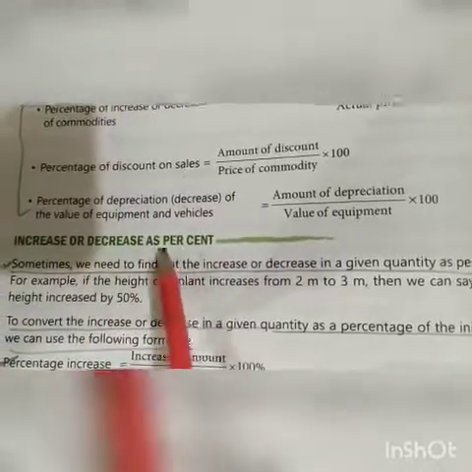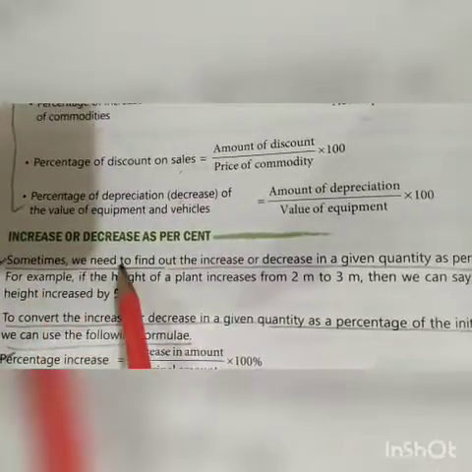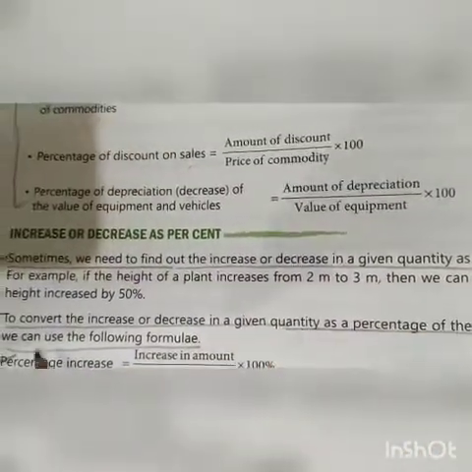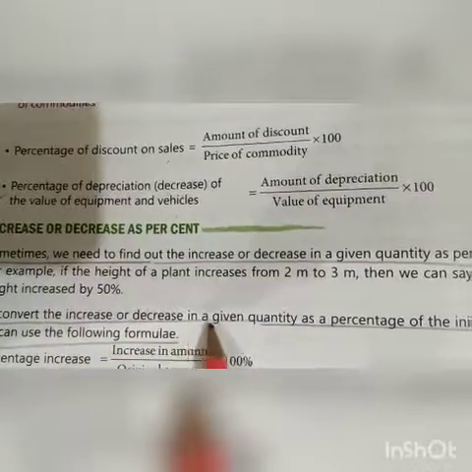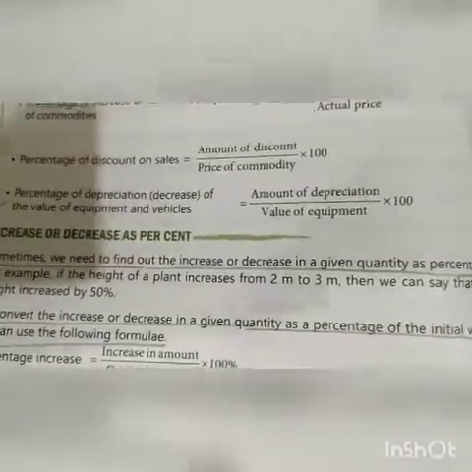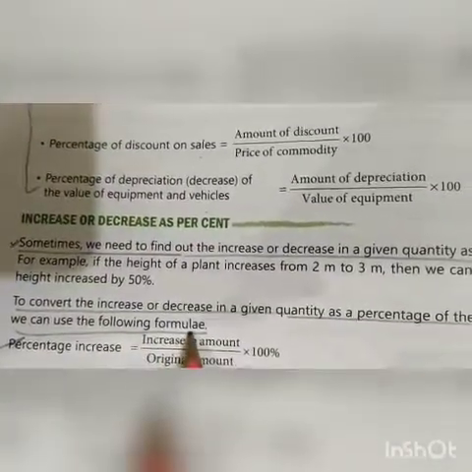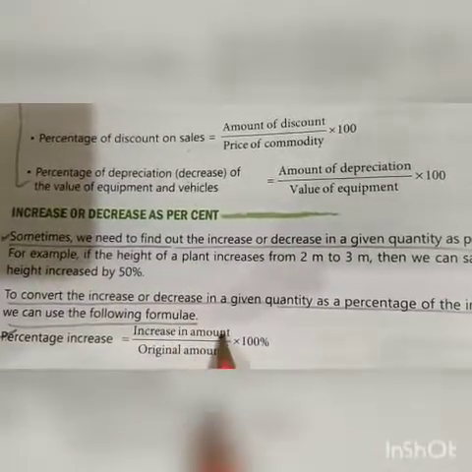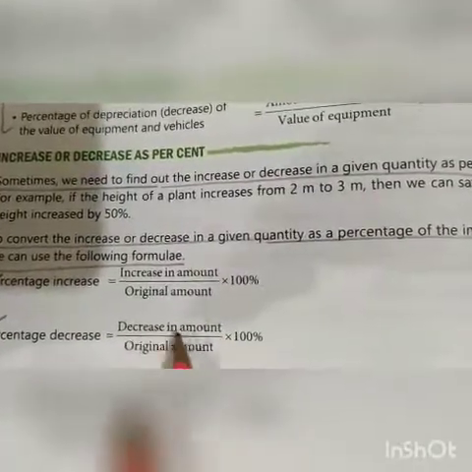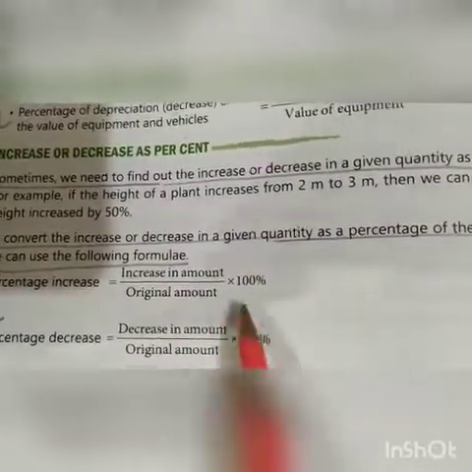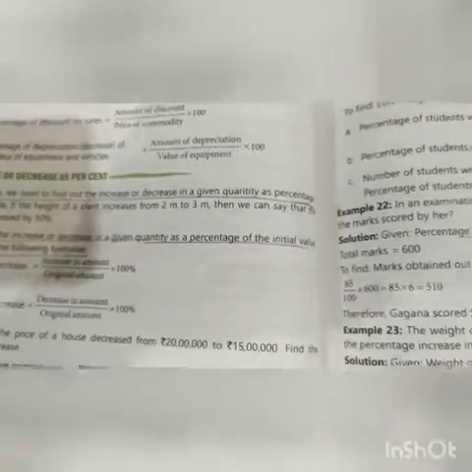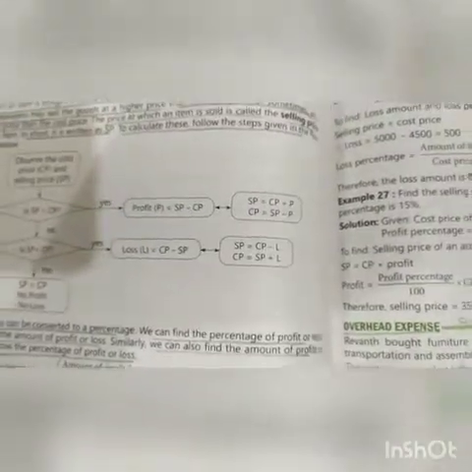Now come to increase or decrease as percent. Sometimes we need to find out the increase or decrease in a given quantity as a percentage. To convert the increase or decrease in a given quantity as a percentage of the initial value, we can use the following formula. Percentage increase, increase in amount upon original amount into 100%, and percentage decrease, decrease in amount upon original amount into 100. These formulas will be more clear when we use them in solving the questions of exercise 8c.